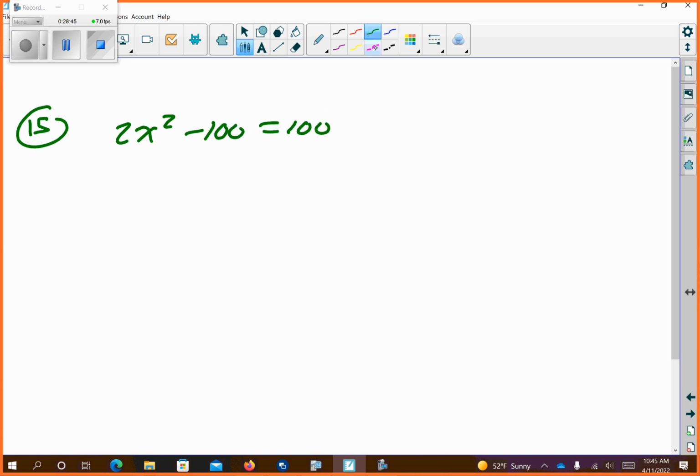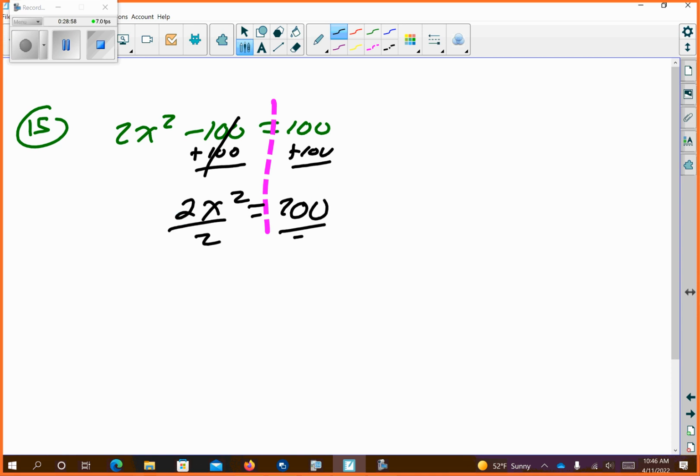Okay, this one I would not use a quadratic formula on. I would go and solve it like normal. Add 100, add 100. Those cancel, so 2x squared equals 200. Divide by 2, divide by 2. x squared equals 100. Root, don't forget the plus or minus what? 10. 10. Giddy up.